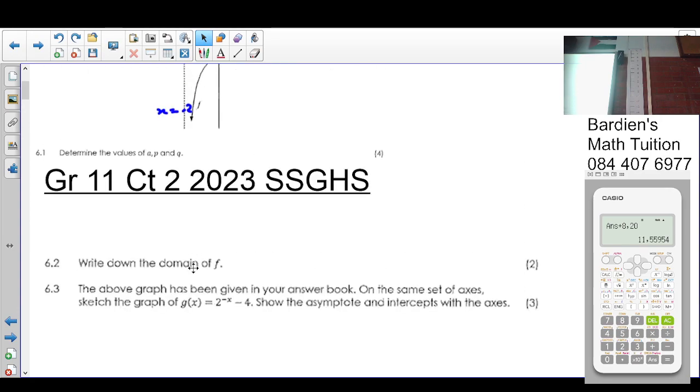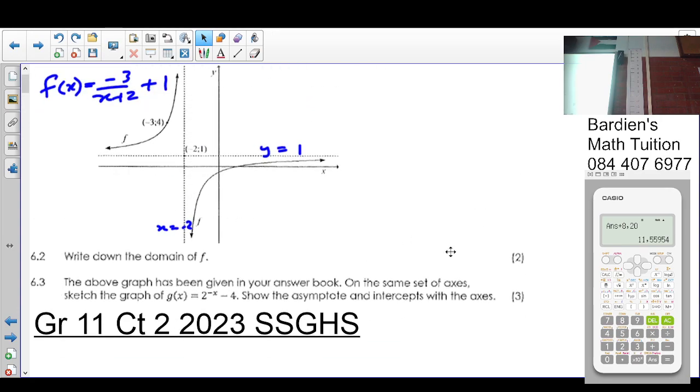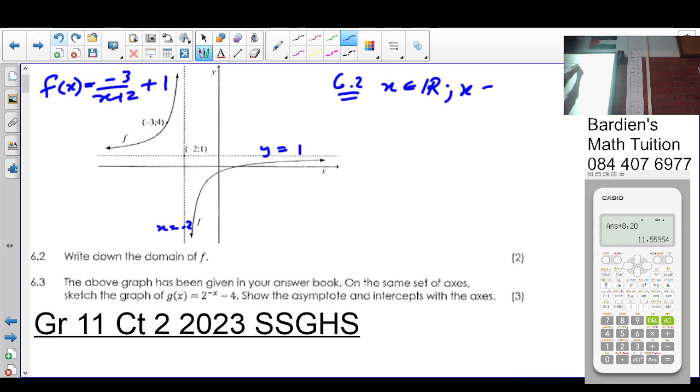It says write down the domain of f. People, what is the domain? All possible x values. As you can see here, this graph is going to negative infinity on x and positive infinity on x. That means to say x is an element of all real numbers. However, x cannot be equal to -2.